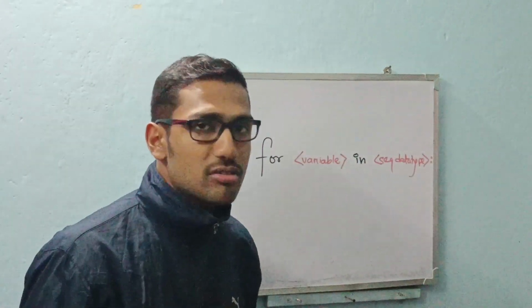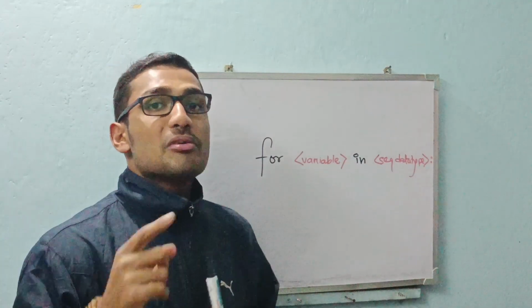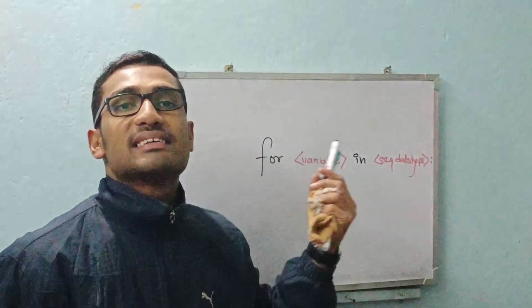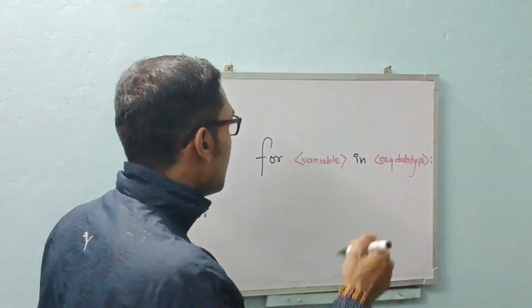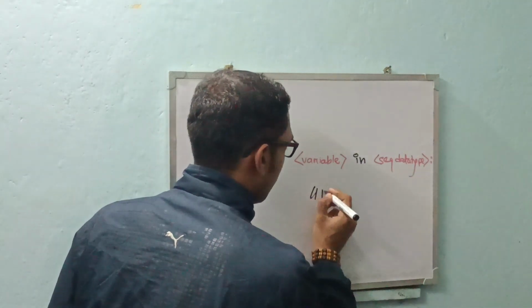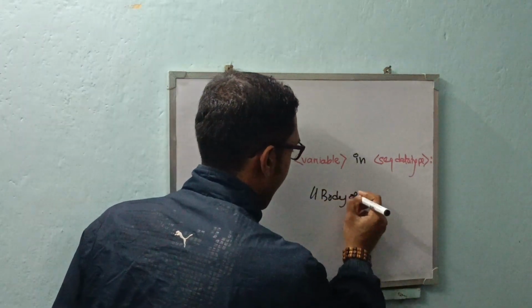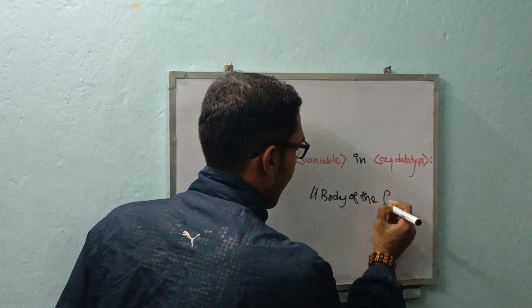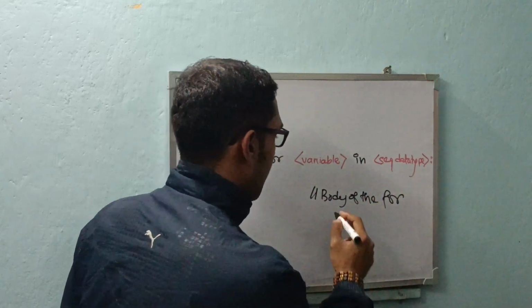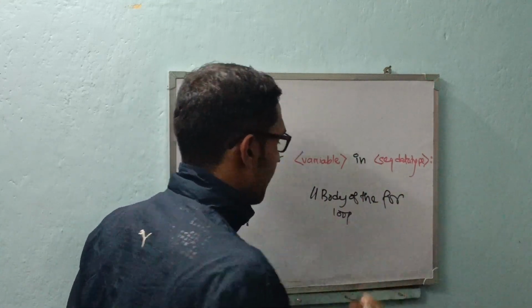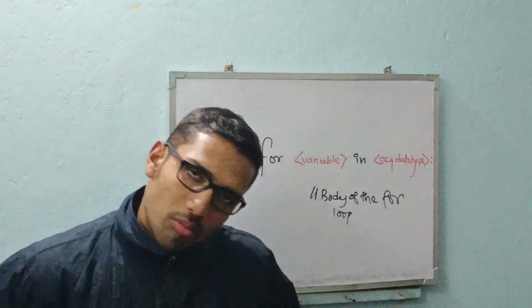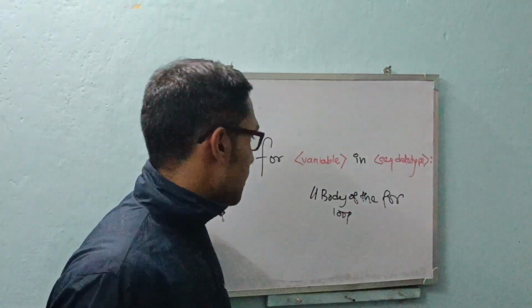Because we have understood compound statements. In a compound statement, we have a header, and this part is playing the role of the header. And after that we have the body of the for loop. Fine, simple. Now let's understand each and every part.